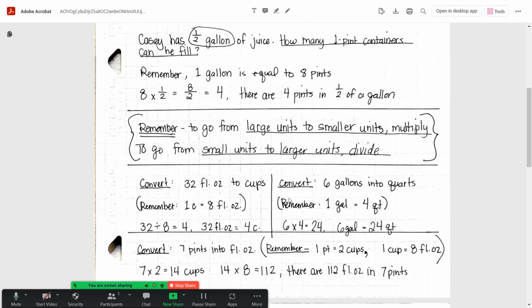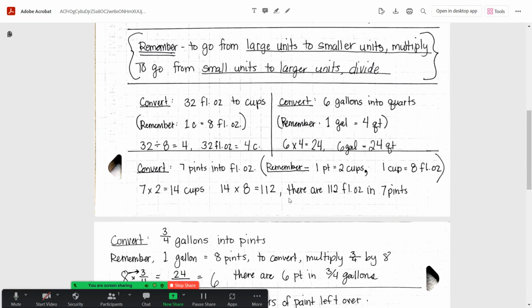Now remember, when you're going from large units to small units, you're going to multiply. But when you're going the opposite way, from a small unit to a larger one, you're going to be dividing. So our next couple examples, the first one says, convert 32 fluid ounces to cups.